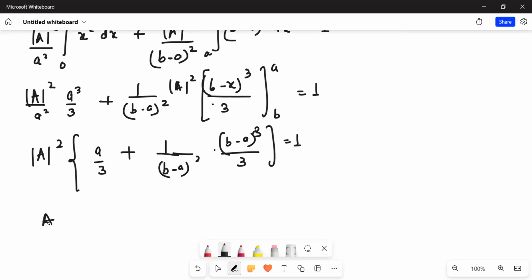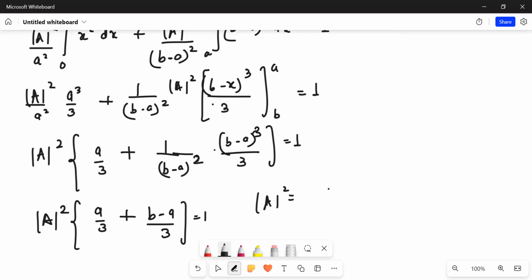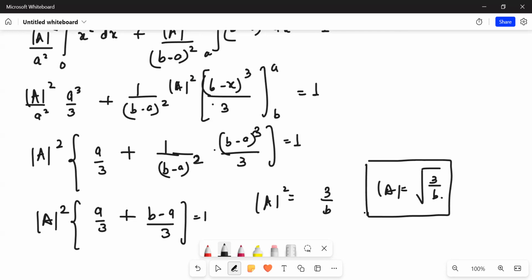And from here you'll get a mod whole square times a upon 3, plus this gets cancelled. I think you're going to get only b minus a upon 3 equals 1. From here I get a mod whole square is equal to 3 upon b. Your mod a would be equal to, I think, root over 3 upon b. Is that fine? This is what everybody is getting. Yes, sir. Okay, these are easy questions, but we have to do it anyhow.